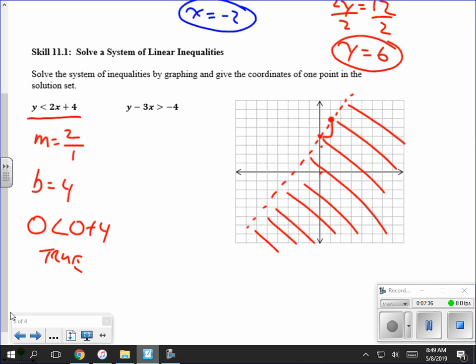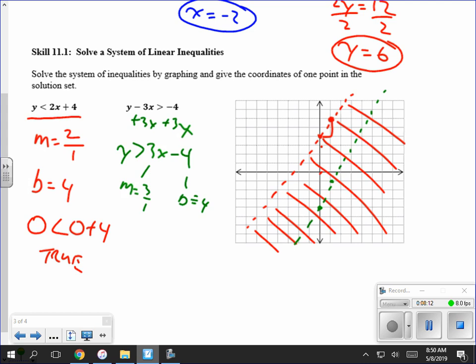Now, on the next one, it's not a really great line to graph, so what I'm going to do first is add 3x to both sides. And I get y is greater than 3x minus 4. This is my y-intercept, 4. My slope is 3 over 1. So, sorry, my y-intercept is negative 4. 1, 2, 3, 4 down. My slope is 3 over 1. Go over 1, up 3. Once again, this is a dashed line.